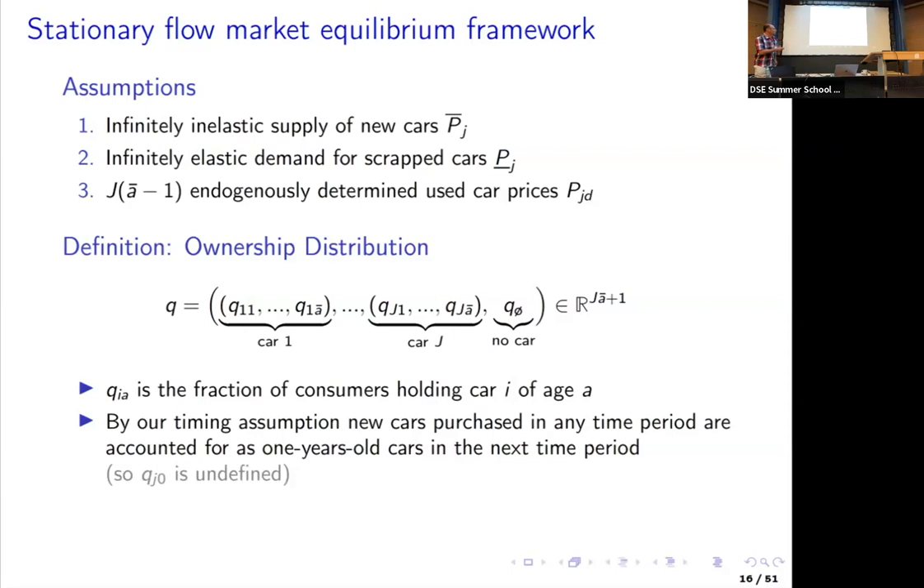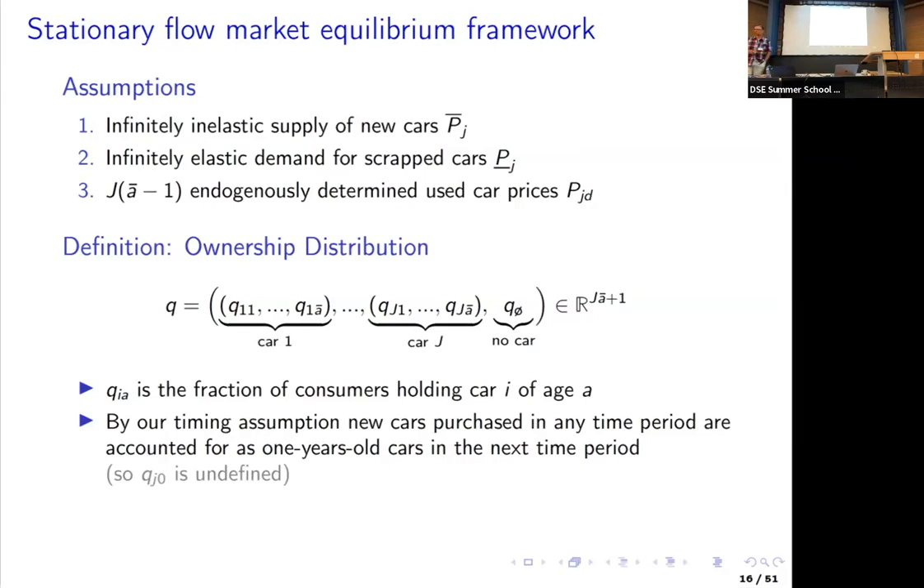We will worry about this distribution of consumers across cars. These are like market shares. This long vector of dimension J times (A bar plus 1) tells us the fraction of consumers who own a particular type of car of a particular age, and the plus 1 comes from the people who don't have any car. Is that clear? This is going to be part of the description of the equilibrium.